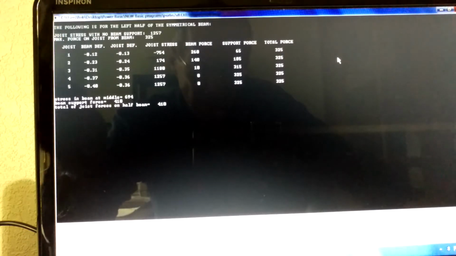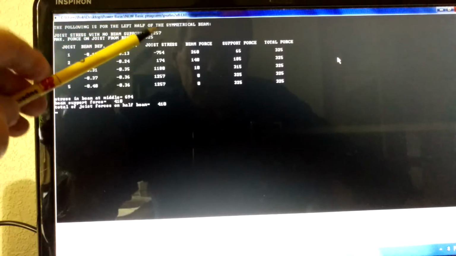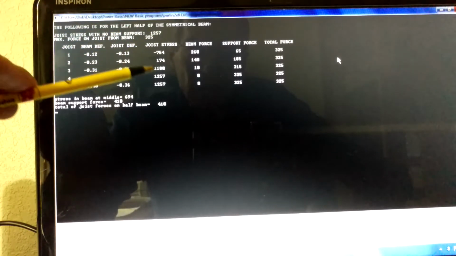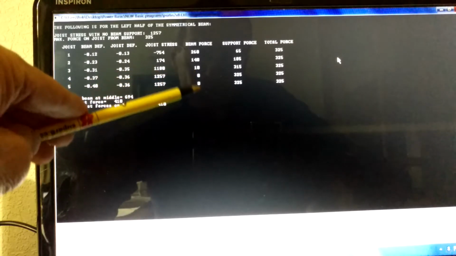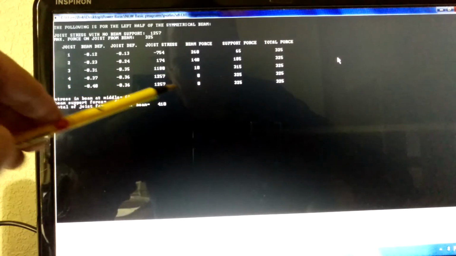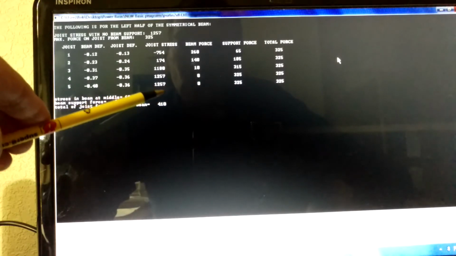And hopefully we can see the top of this, but we've got 5 rows for each of the joists, as you see here. And the first thing we'll notice is that we're looking at only the left half of this symmetrical beam. The joist stress with no beam support would be 1257. Notice that we've got 1257 down here and a beam force of 0 on these middle joists here. This indicates we've lost contact between these 2 joists and the beam at this point.